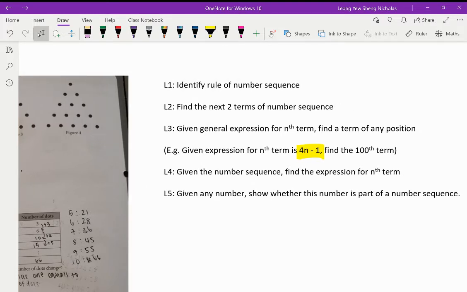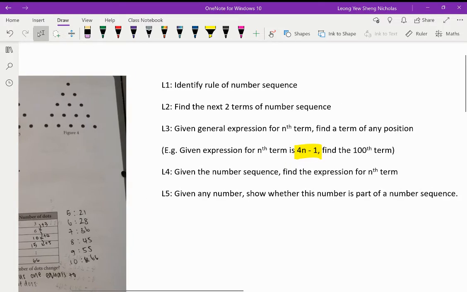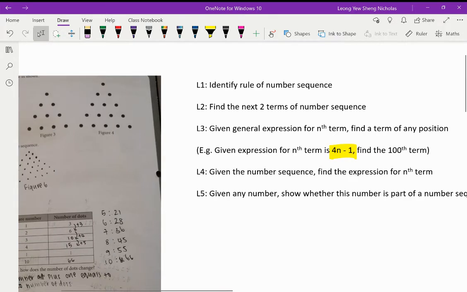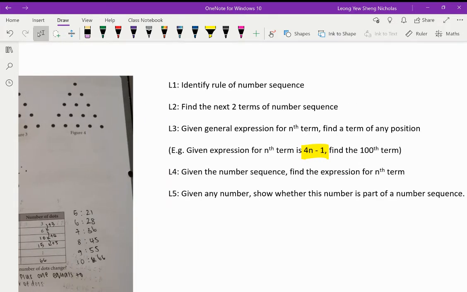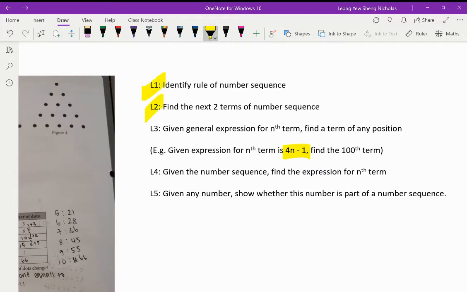Level 4, given the number sequence, find the expression for n term. I believe we have gone through some of these examples already in the past few videos. So if you're still unsure, you can review these videos again. And lastly, given any number, are we able to show whether this number belongs to this number sequence or not? So this is level 5. So the 1, 2, 3, 4, 5. For number sequence, there are basically 5 types of questions. If you can solve all these 5 types of questions, that means you're good to go for this chapter.